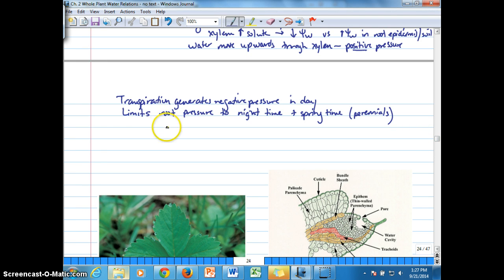With regard to the springtime generation of root pressure, we see it, say, in maples, where the xylem sap before the plants leaf out is what we can tap as maple syrup. So that's xylem sap, highly concentrated in solutes, pushing up through the plants, and when we tap that xylem, it just flows right out.